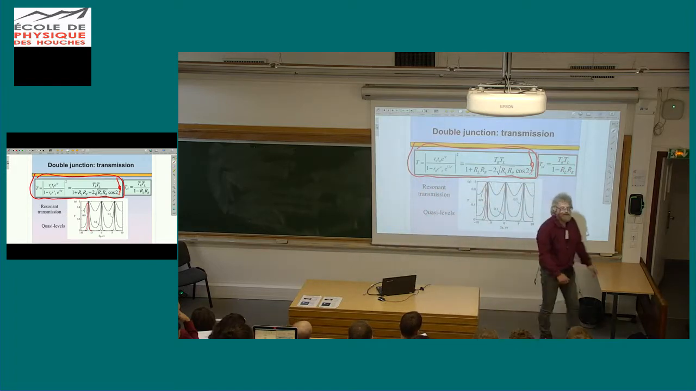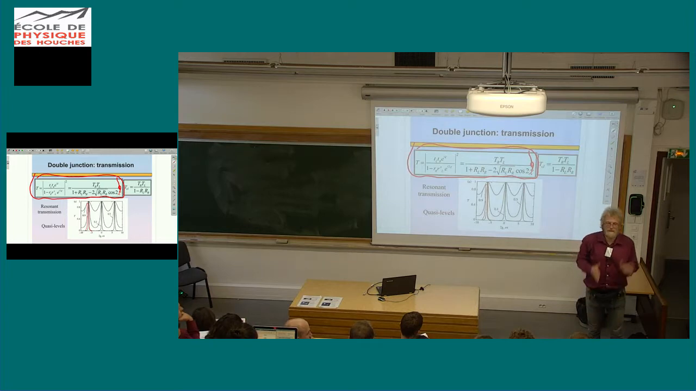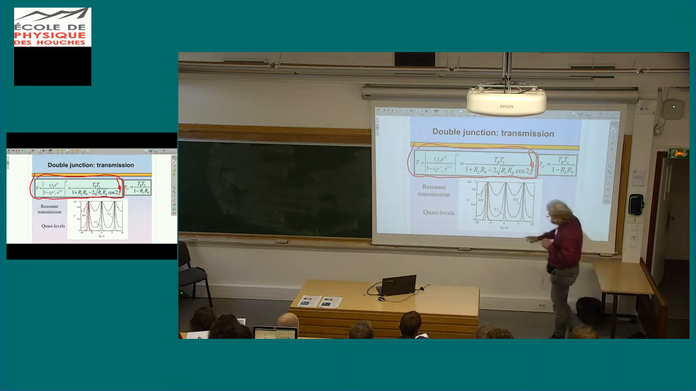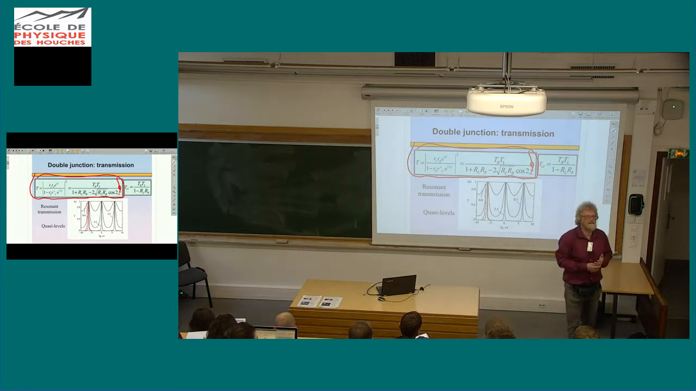Right? That's interesting. I could have two tunnel junctions in series. By properly choosing phase factor, one can achieve resonant transmission with coefficient 1. Right. In this case, if I look at the transmission, I see a sequence of peaks. It's almost zero everywhere except resonant transition.